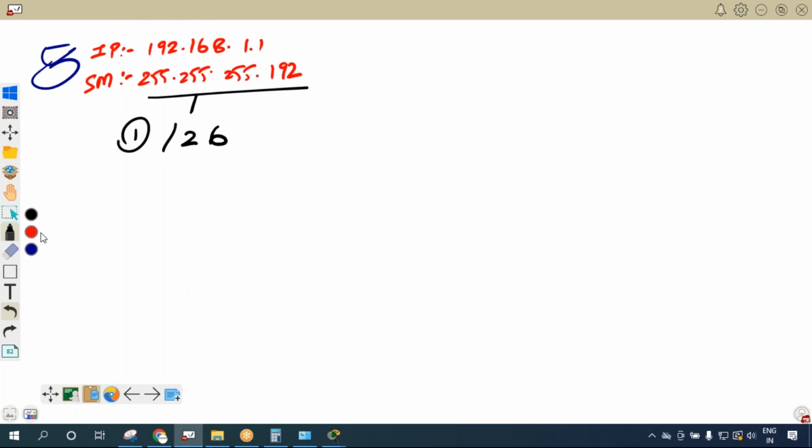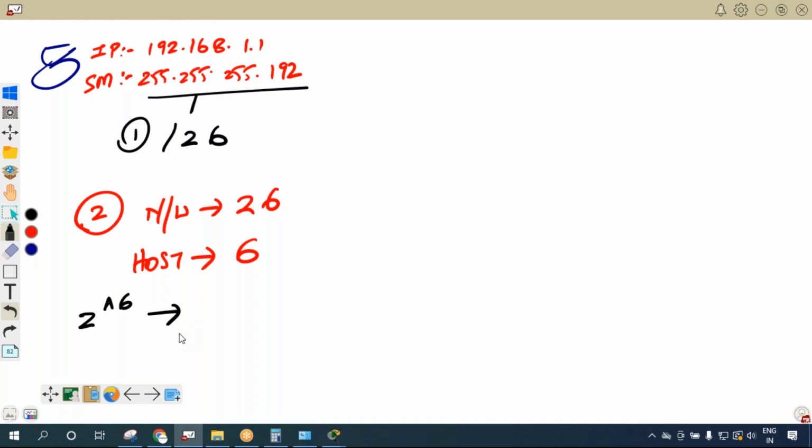Okay, it is /26. The next thing is, on the network part we have 26 bits, and the host part is 32 minus 26, which is 6 bits on the host side. Now 2 raised to 6: 2 to the 2, 2 to the 4, 4 to the 8, 8 to 16, 16 to 32, 32 to 64.